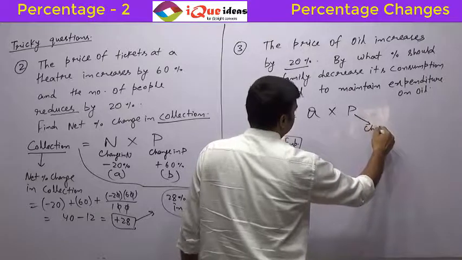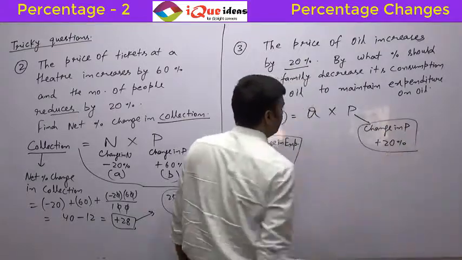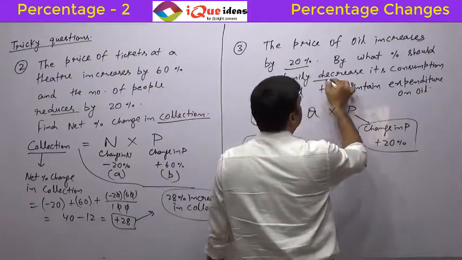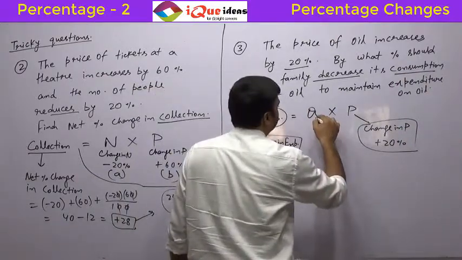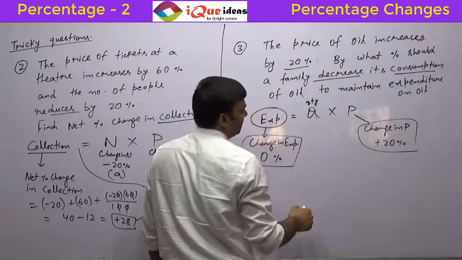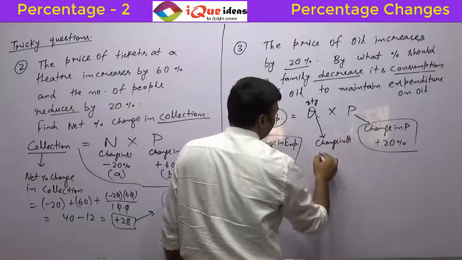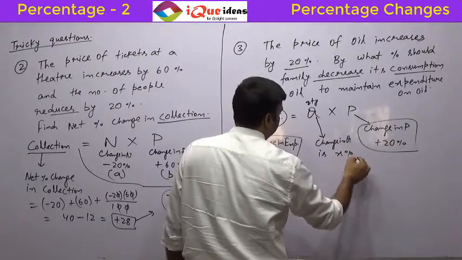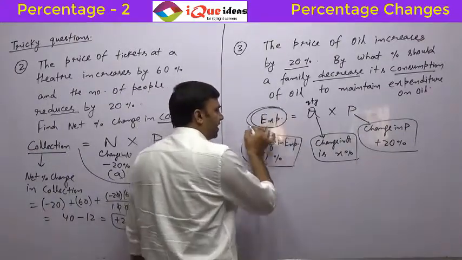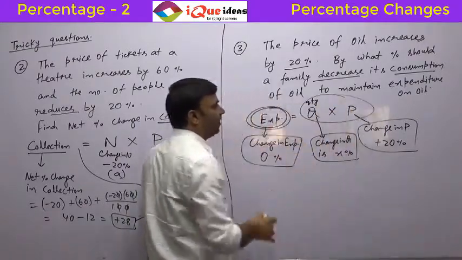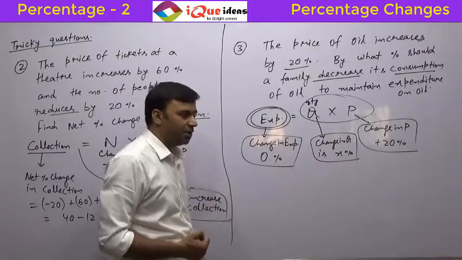The change in price is given as 20% increase, so plus 20. And we have to find the decrease in consumption. Let's assume this Q is the quantity. Quantity means consumption. Let's assume the change in quantity is X%. Whether it is increase or decrease, it will automatically come. What we need to memorize is that the change in expenditure has to be the successive change of changes in these two items, because it is a product. We have already seen and explained this earlier.